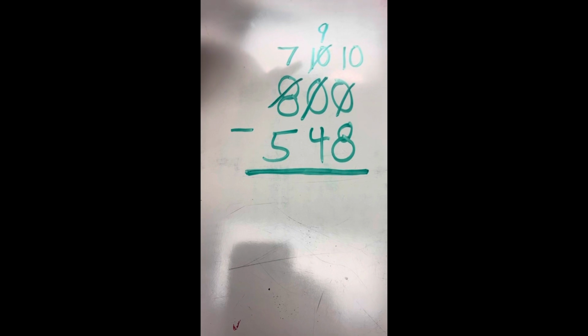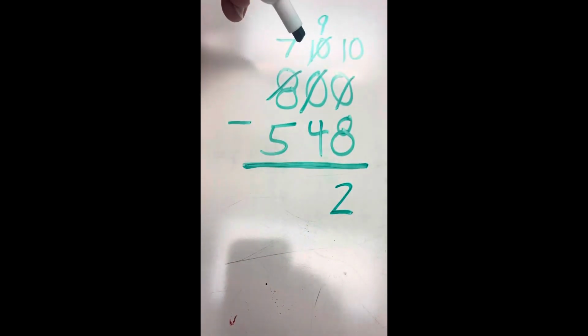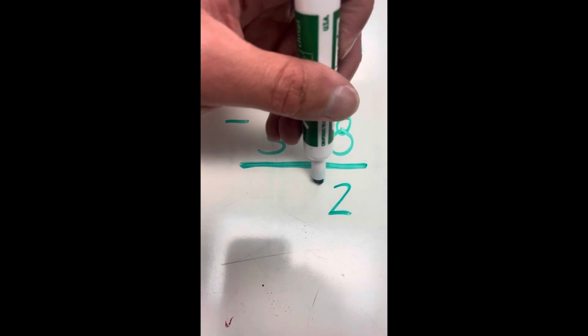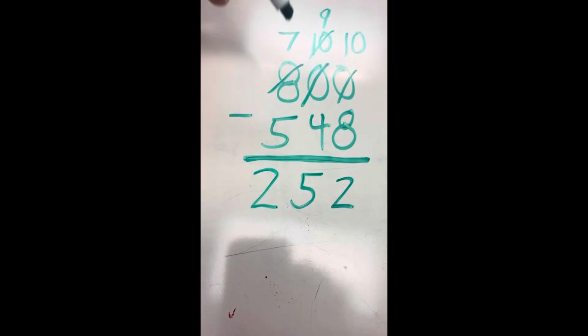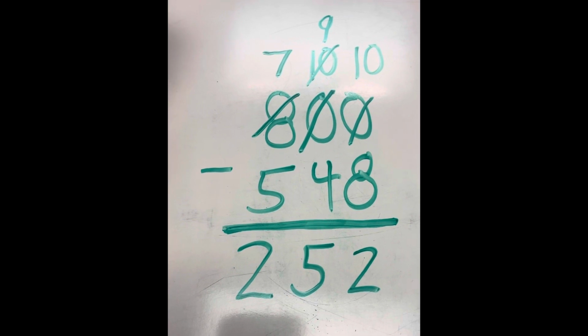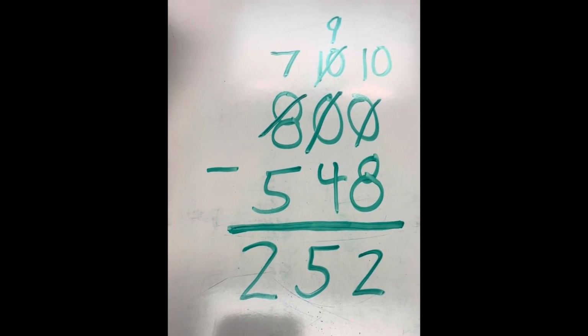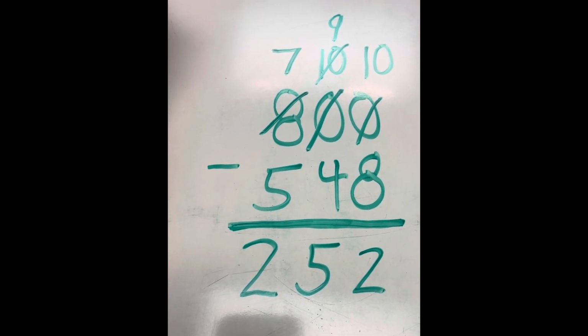And now we can subtract. 10 minus 8 equals 2. 9 minus 4 equals 5. 7 minus 5 equals 2. And that is our final answer. 800 minus 548 equals 252.